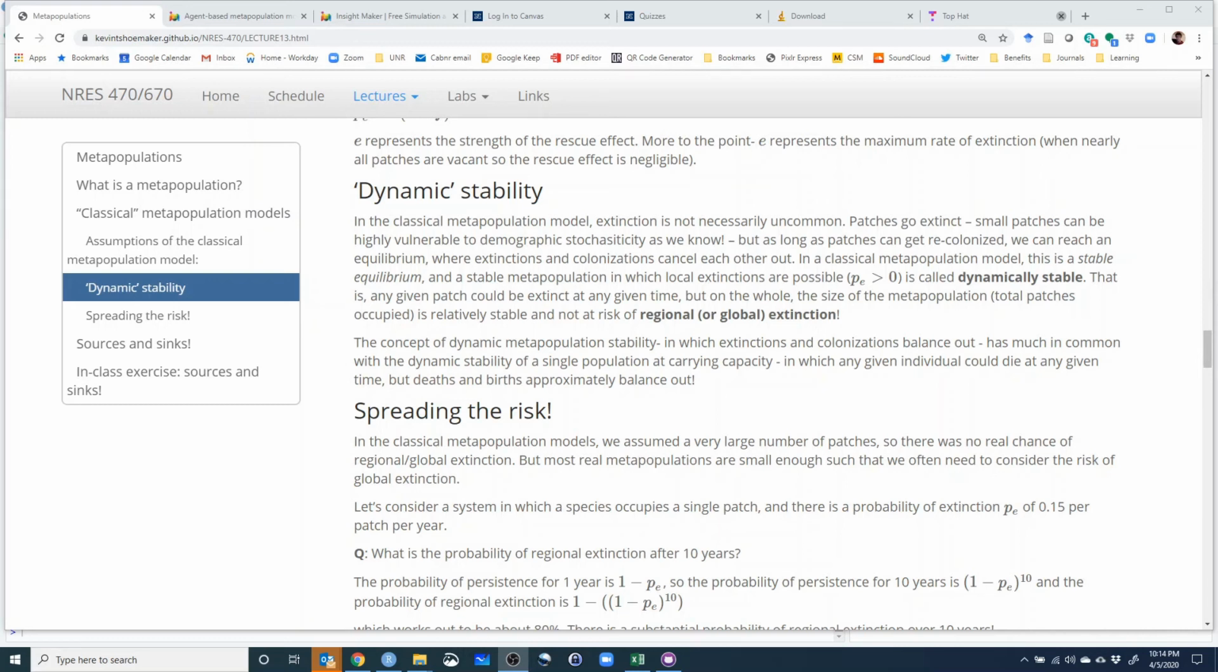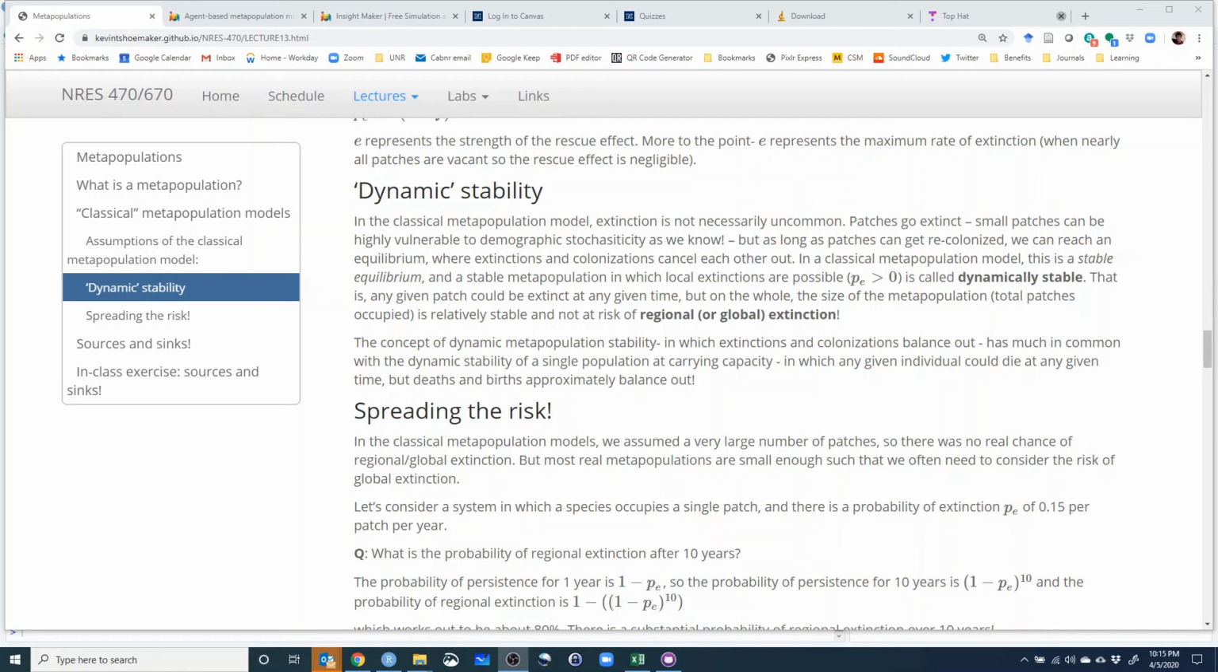In the classical metapopulation framework, extinction can be commonplace. Extinctions happen every year. Some patches go extinct, some patches become colonized, right? So extinction is kind of a normal thing. Now, we tend to think of it as a terrible thing, but in some systems with small patches, extinction is commonplace, and it's something that can be expected, and same with colonization.